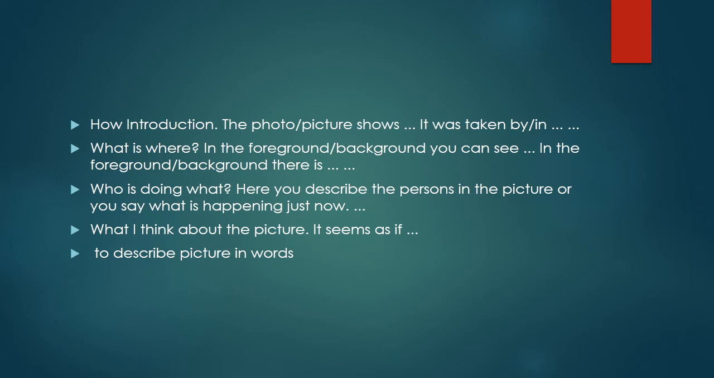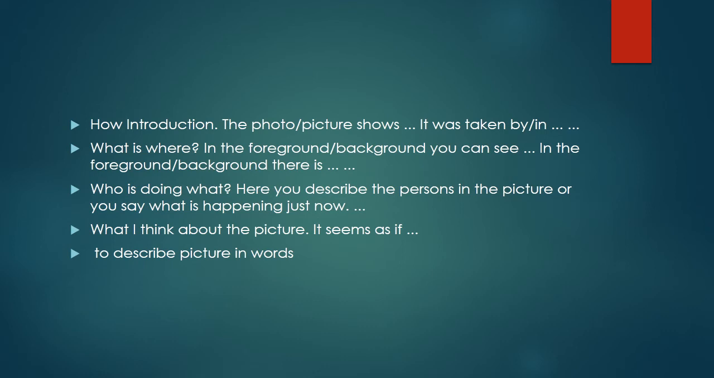How do I introduce? You have to say it is a photo or it is a picture. Like that you have to introduce. What is there in the foreground, background? You can see in the foreground and background what it is. For example, if you view a cricket ground, you have to mention it is a picture of a cricket ground. There are the players. In the background you can see a lake or Taj Mahal, whatever it is. You have to mention it. That is called background and foreground.